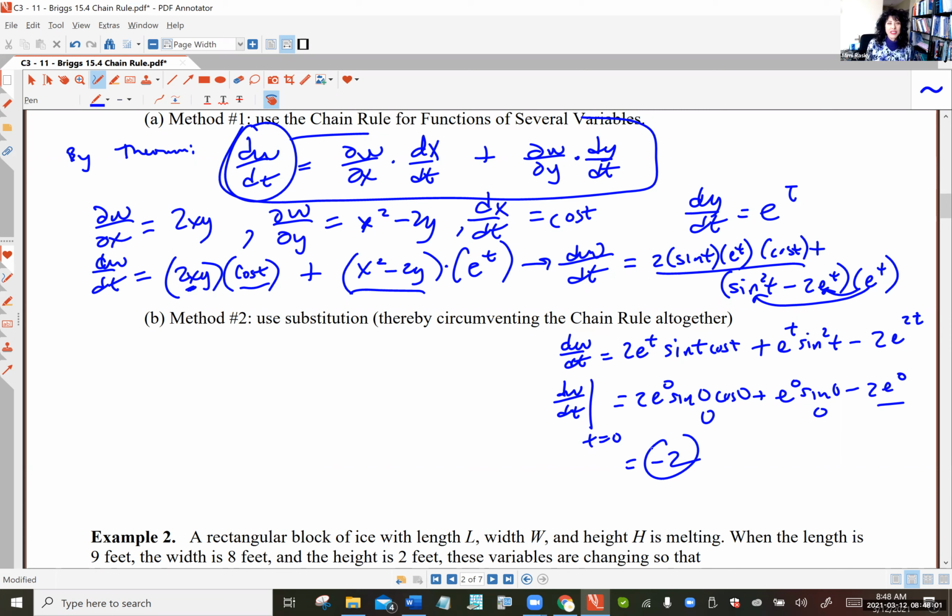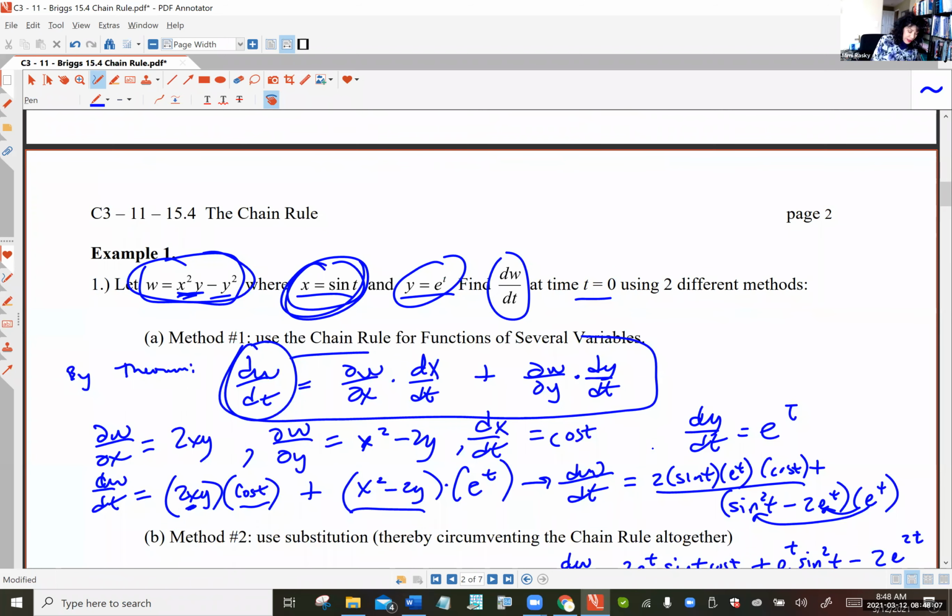This is where you don't even have to use the chain rule at all. You circumvent it. Well, what do you mean? Well, since they're telling you that W is a function of X and Y, and they're giving you the X and the Y, you could just rewrite the W and go, oh, you know what? I don't need to worry about finding the partials of W with respect to X and Y.